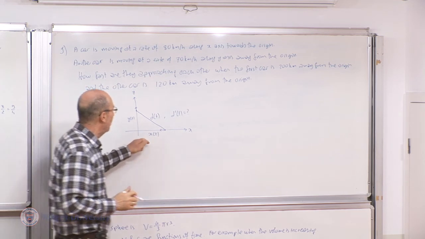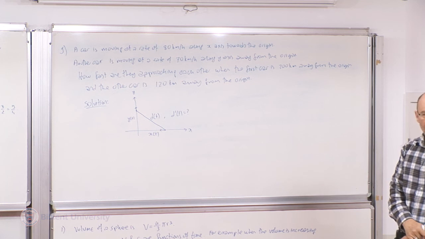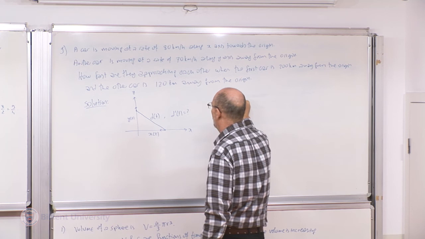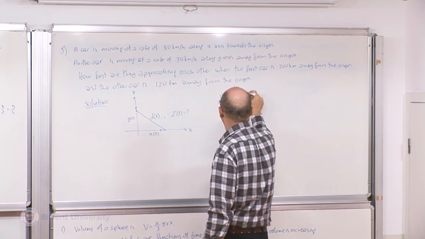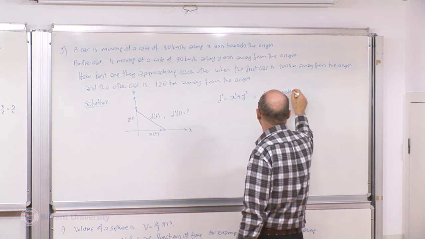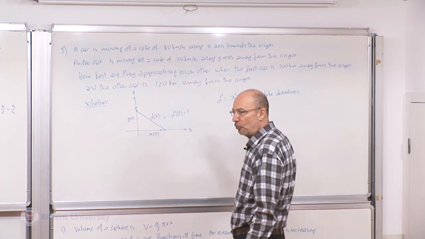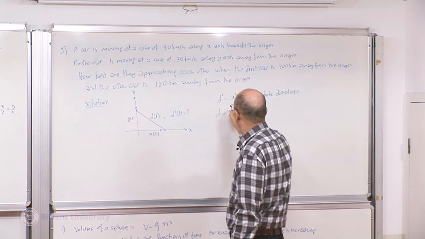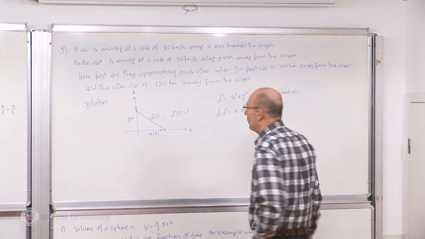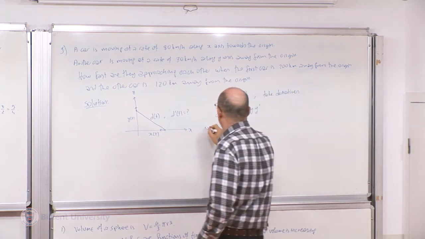So you see, first we have to write an equation for d. d squared is equal to x squared plus y squared. Take derivatives. I have 2 everywhere, so I just cancel the 2's. I have d d prime is equal to x x prime plus y y prime. Put in numbers.